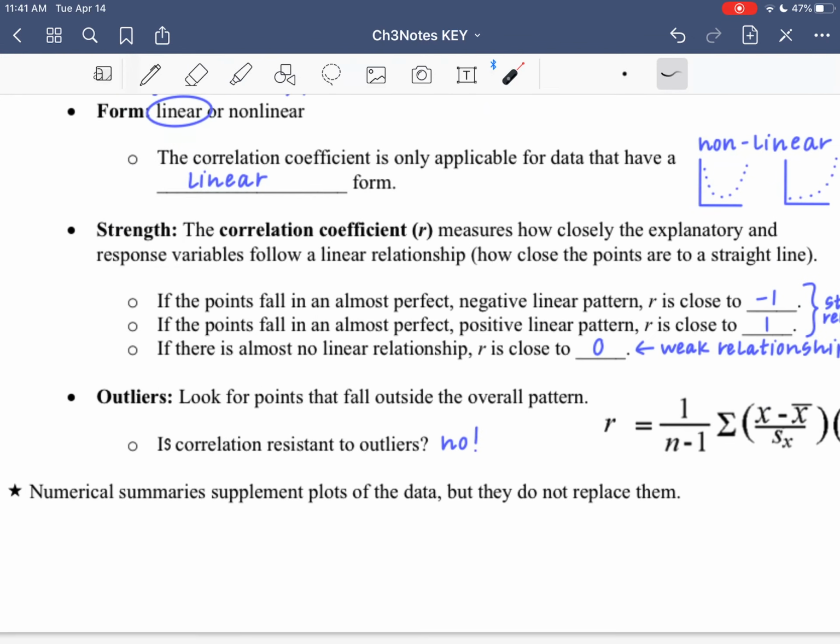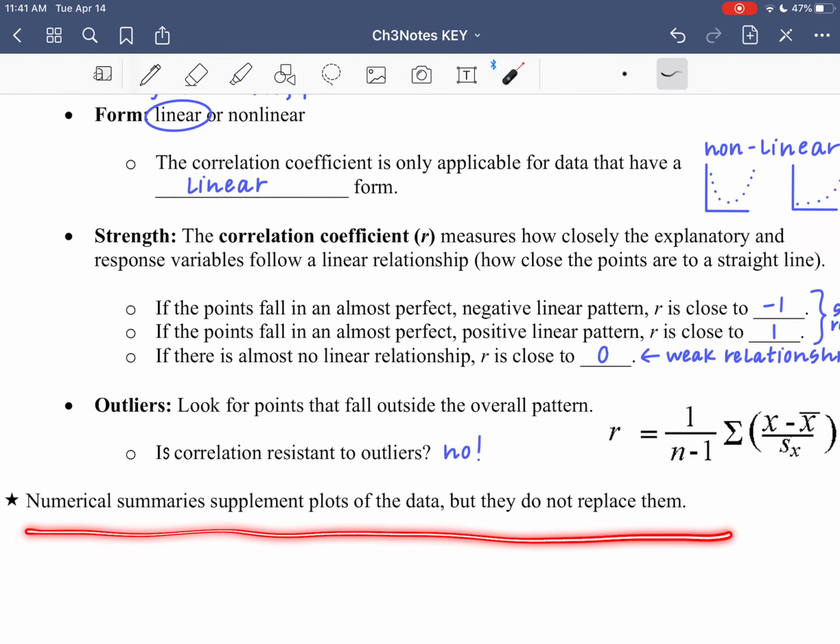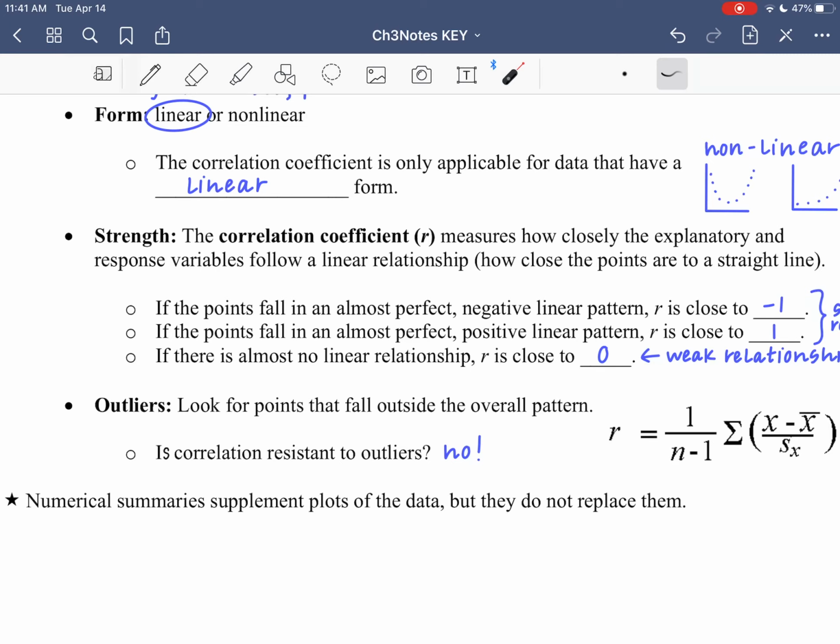One other thing to note down here: numerical summaries supplement plots of the data, but they don't replace them. So if I just say R equals 0.9, we can't really make major conclusions about what the data looks like. We want to make sure that we have a good picture of the data. A graphical display as well as a numerical summary will give us the most information about our data. So you wouldn't want to make any inferences just based on R or just based on a scatter plot or something like that.